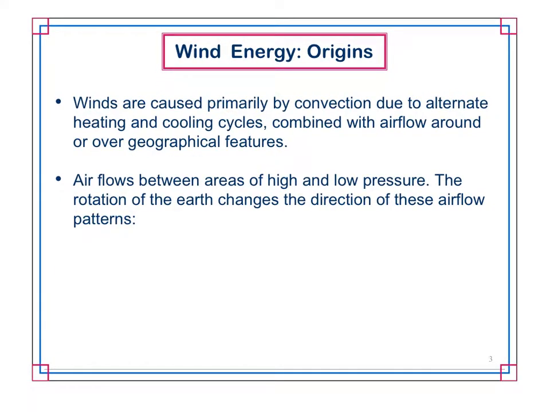So, where does the wind come from? As we discussed earlier in the semester, almost all renewable energy that you find comes from the sun, and wind is one of those. The primary source is convection cooling and heating. Depending on how the solar radiation impacts the Earth will determine the effectiveness of heating up a local area or cooling it.